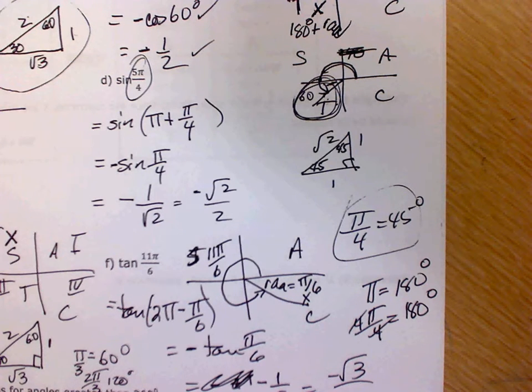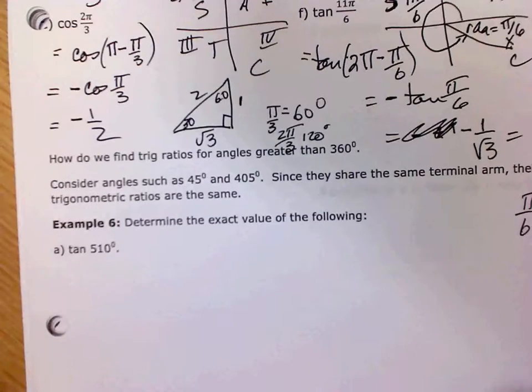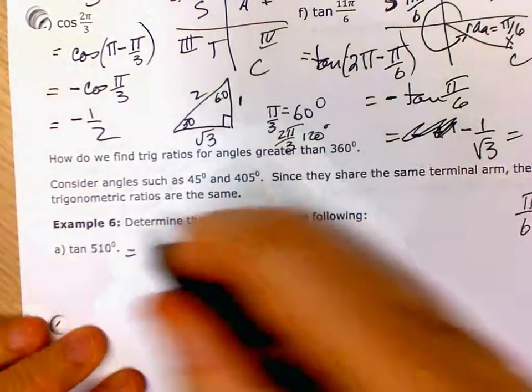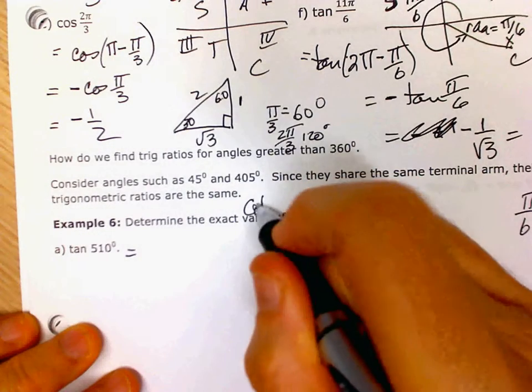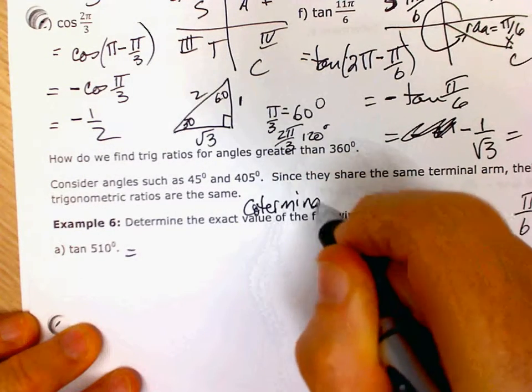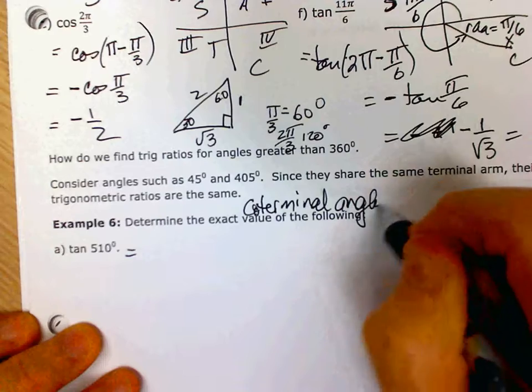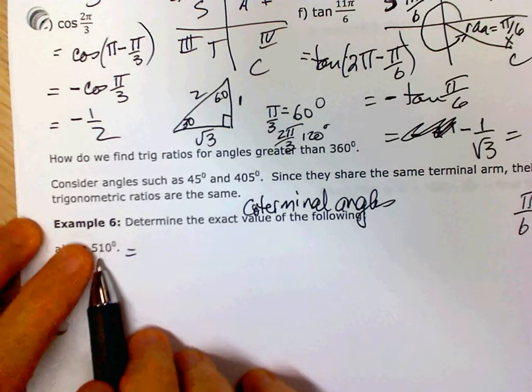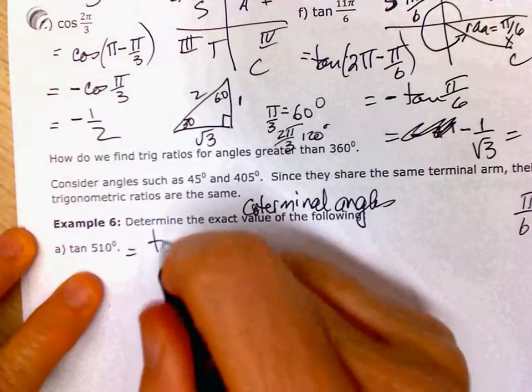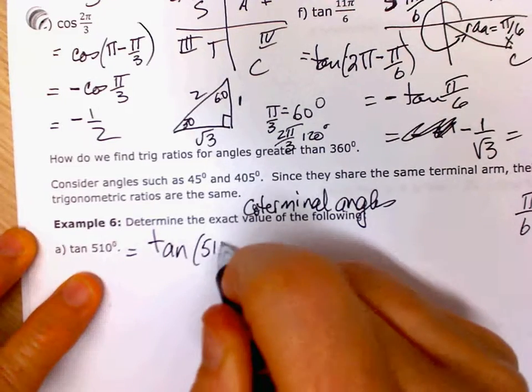Okay. I'm going to do example 6 and then we're going to stop, because it's quite a bit, right? This is where you have to remember coterminal angles. In order to get a lower coterminal angle, what do I have to do? Subtract what? 360.